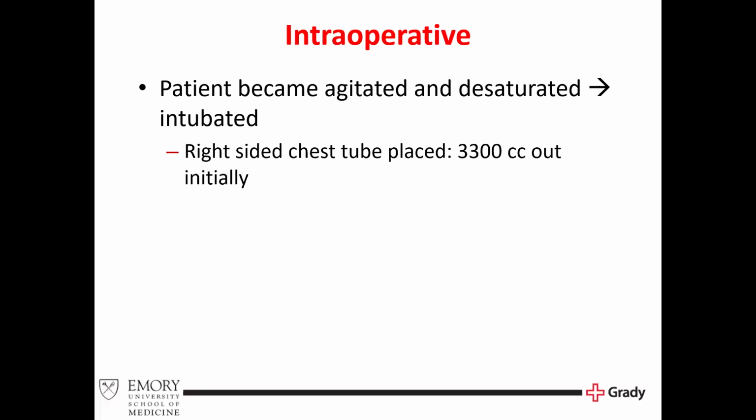At this time, the patient became agitated and desaturated and was intubated. A right chest tube was placed urgently, and 3.3 liters of blood was initially evacuated out of the right chest. After that initial evacuation, there was approximately 50 cc's or so throughout the rest of the case that was coming from the right chest.